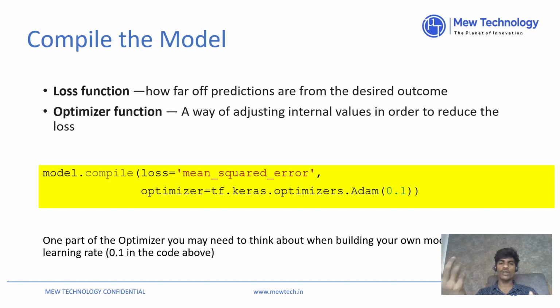How do I reduce it? Using an optimizer. The optimizer is reducing our loss by adjusting the internal values. Maybe by adjusting the internal values I can reduce my loss. Here I am using 0.1. This is the learning rate, which is a small value. We will talk about what the learning rate is very briefly in a later part.